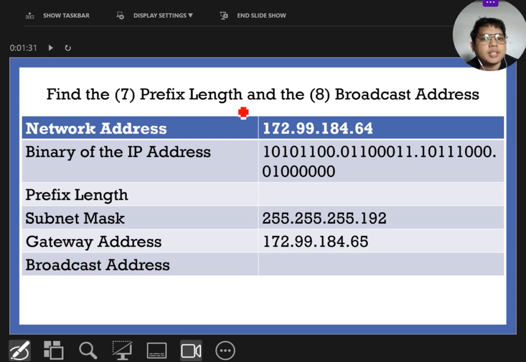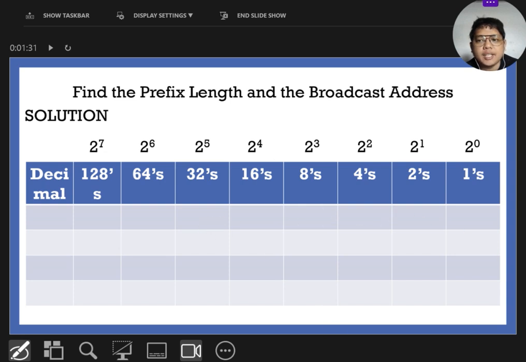Okay. Now for our next problem, this one. Find the prefix length and the broadcast address. Again, to find the prefix length, we need to get the binary number of our subnet mask. What is our subnet mask here? 255.255.192.0. In our previous solutions, we know that the value 255 in binary is 1, 1, 1, 1, 1, 1, 1, 1. So we just need to put it here to save time.